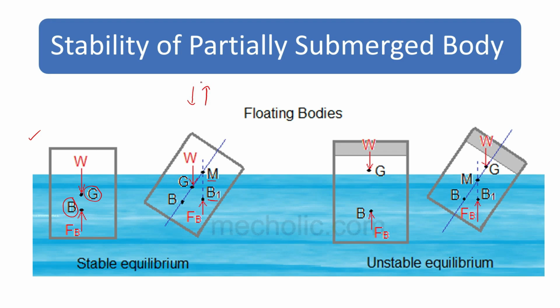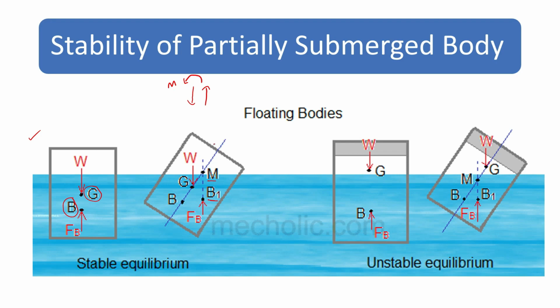This will cause a moment in the anti-clockwise direction. Because of this moment, the body will come to its initial position, and that is called stability. Stability means that when the body is given a tilt, it should come back to its initial position. Since an anti-clockwise moment is created, it will come back to its initial position.